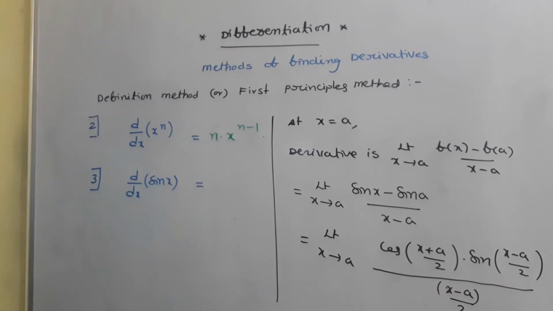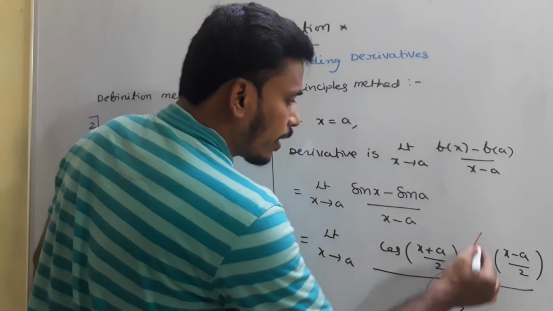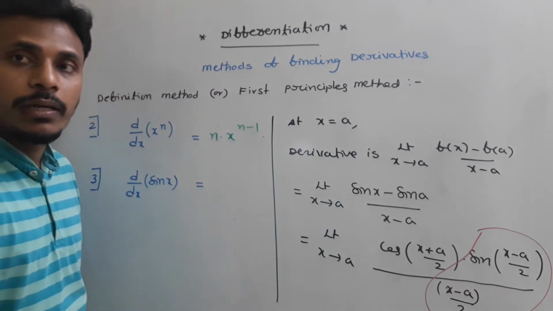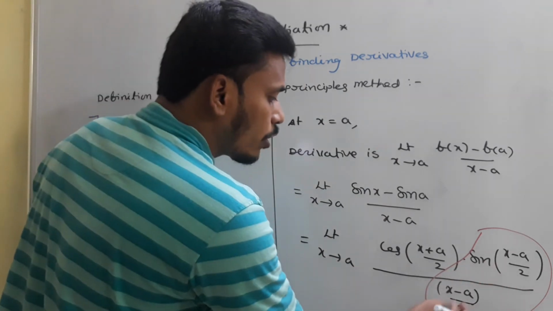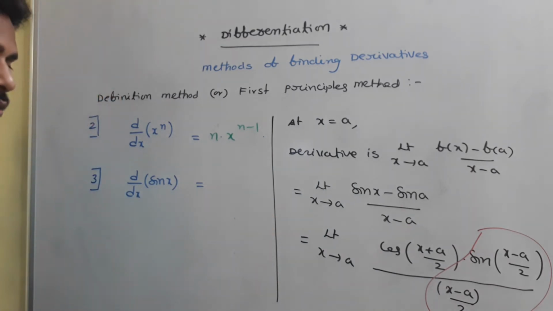Now think about it. Just have a look at this. Now, this is sine of x minus a by 2 by x minus a by 2, something like sine theta by theta. We know its limit value is 1. So consider it as 1. And at the end, what is your answer? For the space, I am going to mention here.